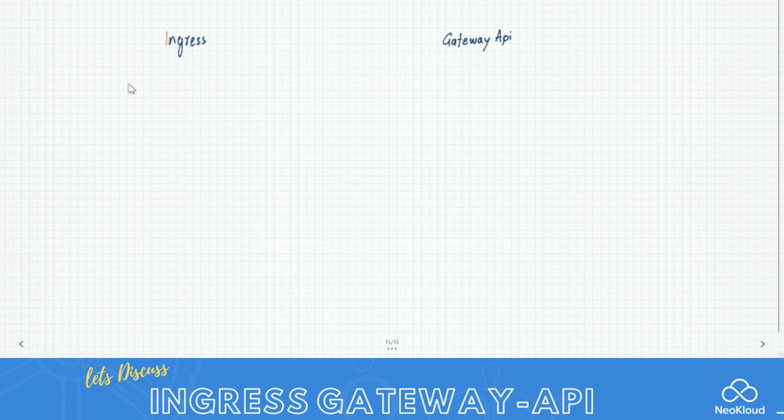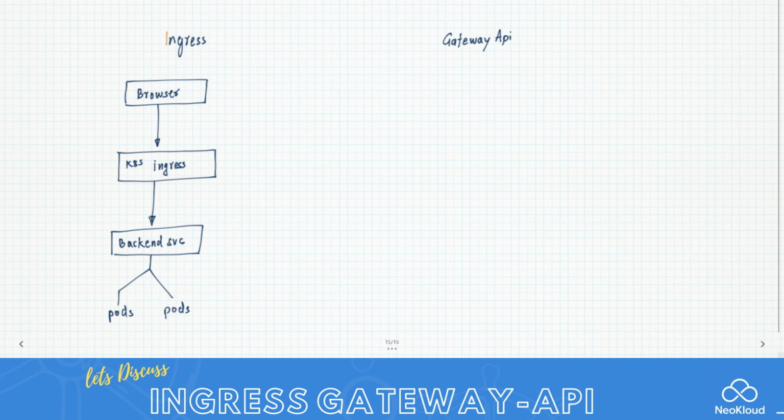Simple, a very simple diagram. If I want to draw it, it's a browser, then a Kubernetes Ingress, and then out to backend services to the pod. Here the browser sends the request to the Ingress, which picks it up, reads the rule, and forwards it to the correct service. Suppose this is /login, or this is mysite.com.